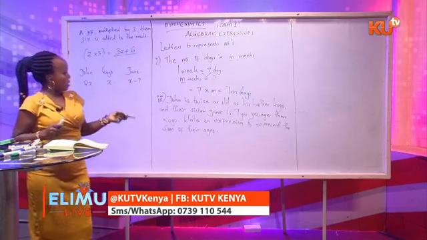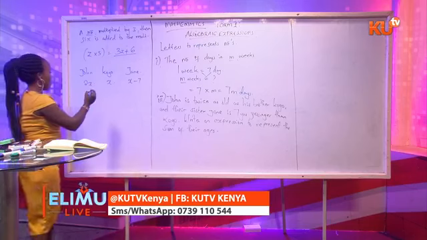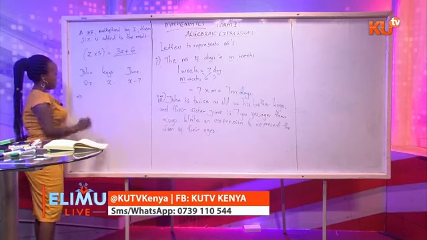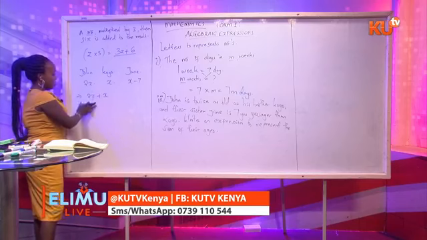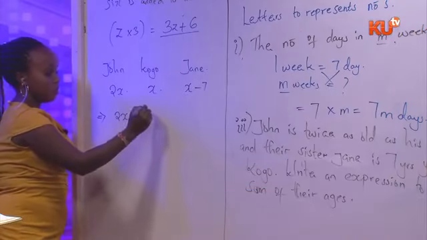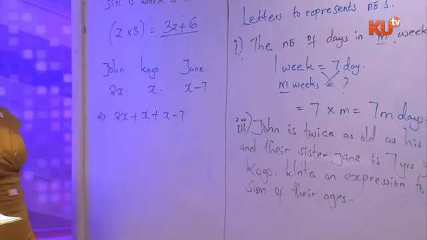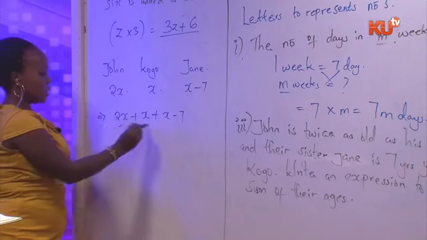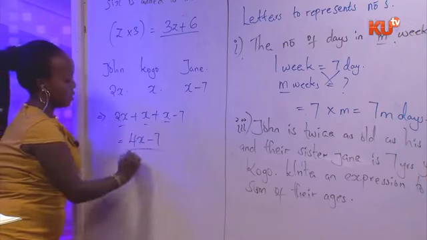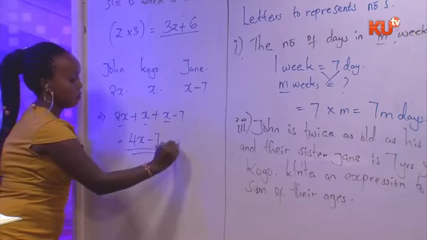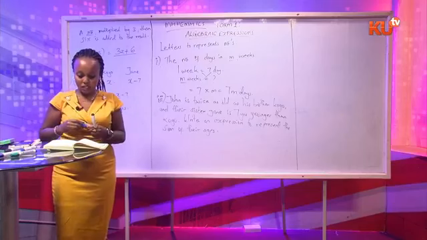We are told to write an expression to represent the sum of their ages. So we just add these: 2x the age of John, plus x the age of Kogo, plus x minus 7 the age of Jen. So we collect like terms, whereby we have 2x plus x plus x. This gives us 4x minus 7. This is the expression that represents the sum of their ages.